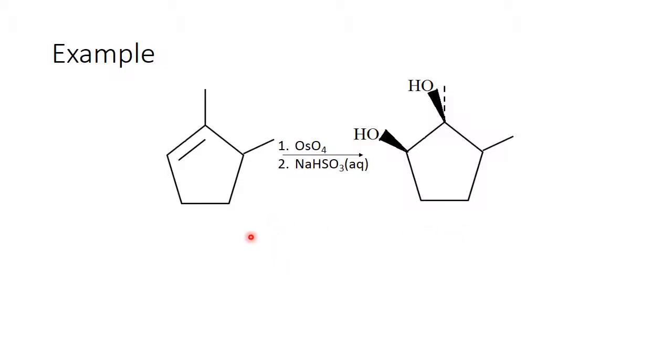So what is the product of this reaction? Well, it's going to be a cis diol. These two methyl groups are going to remain in place, and what you are going to end up with is an alcohol group here and an alcohol group here without that double bond.